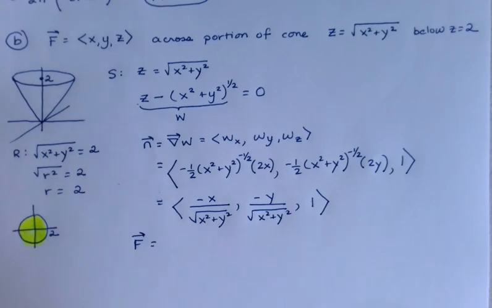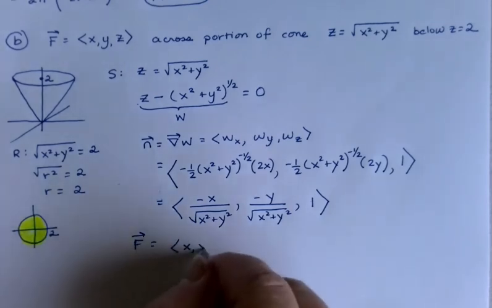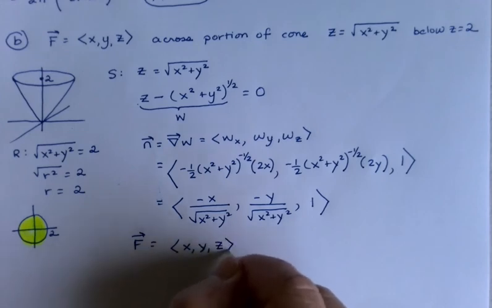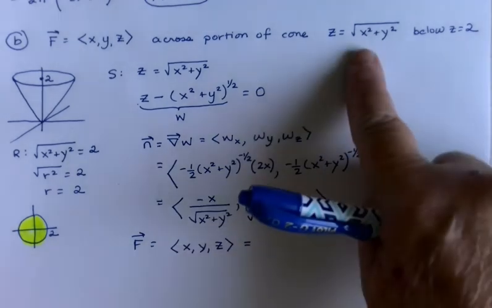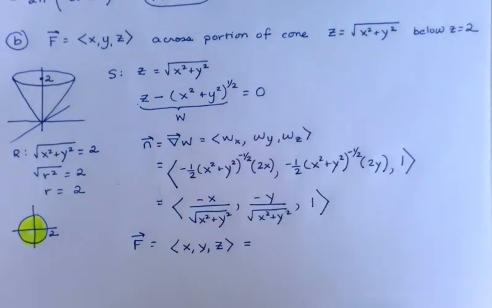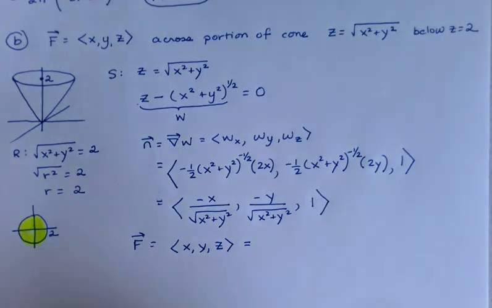All right, we need to write our vector field F. Again, that was x, y, z, the radial field. But I'm not allowed to use z's in a double integral. So I'll replace z with the z value on this specific surface. I'm only integrating over the surface, so z is always equal to the square root of x squared plus y squared on this surface.